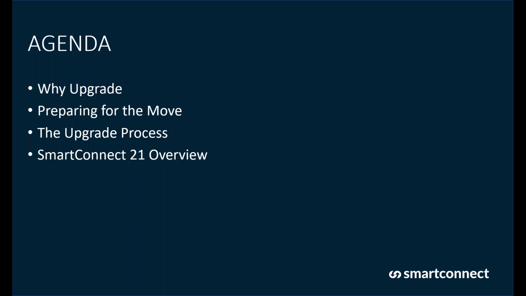Next up is preparing for the move. If you're on an earlier version of SmartConnect, what you should be doing prior to running the upgrade to SmartConnect 21. Then we'll walk through the actual process of the upgrade. That includes an install, the configuration, running the actual upgrade executable, what to look for as that's going through, and what it looks like after the fact.